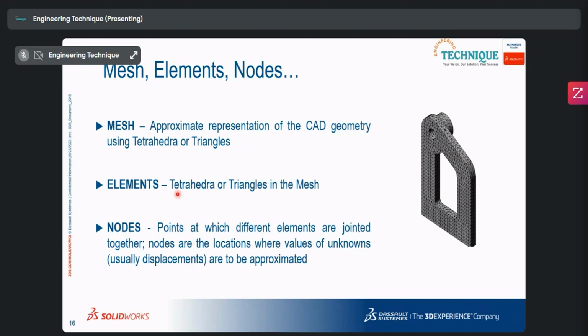So what is an element? You can see the shapes here, so they are the elements. And what are nodes? The points at which the different elements are joined together. Nodes are the junctions or locations where the values are unknown. Usually in structural analysis we term these as stress or displacement. Strain can also be found, but at the nodes we calculate those values.